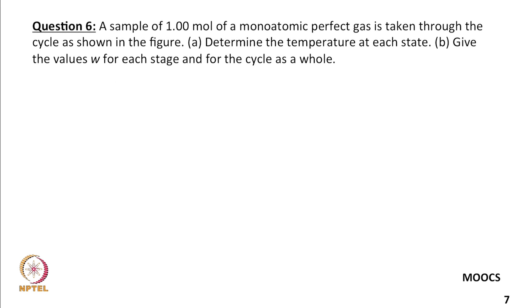Last question in this tutorial is on a cyclic process. Let us consider a sample of 1 mole of a monoatomic perfect gas, which is taken through the cycle, which I will show soon in the figure. Determine the temperature at each state, give the values of work at each stage and for the cycle as a whole.